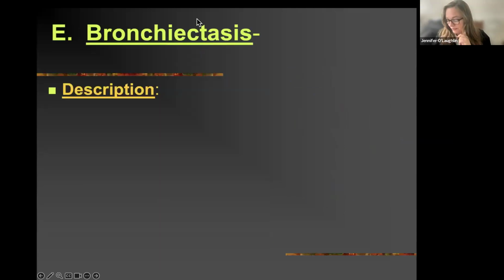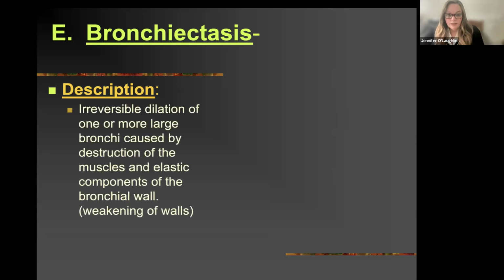And that's it for asthma. And then the last one I want to talk about is bronchiectasis. So this is the last condition that kind of follows under the COPD umbrella. What bronchiectasis is, it's an irreversible dilation of the bronchi.